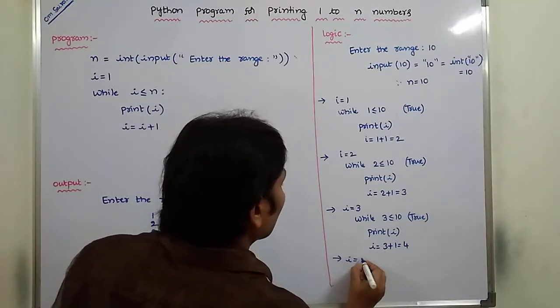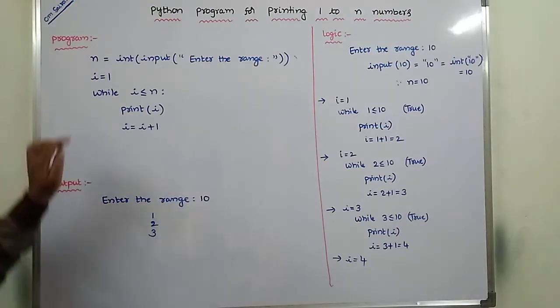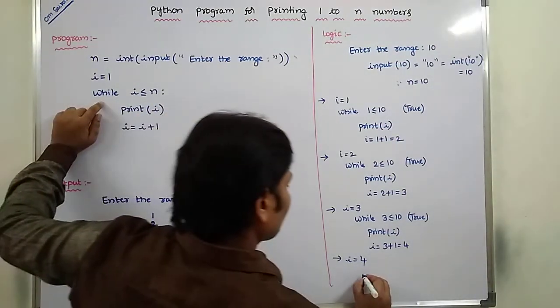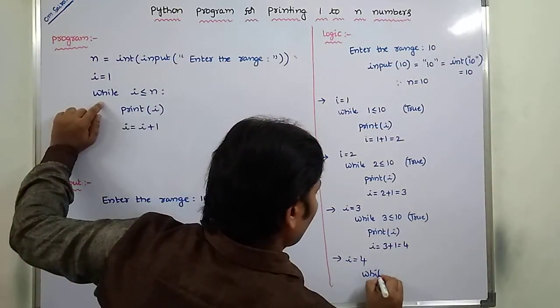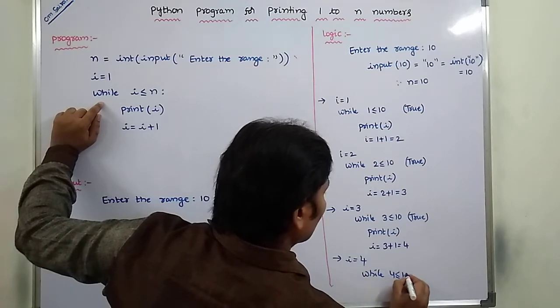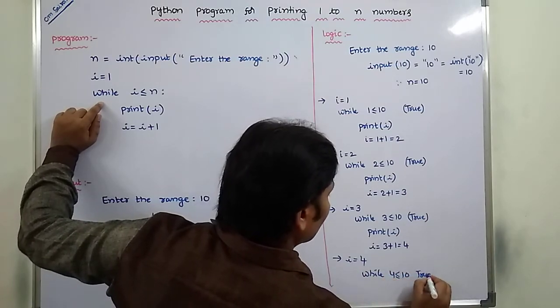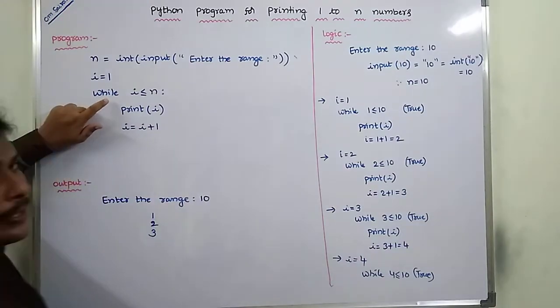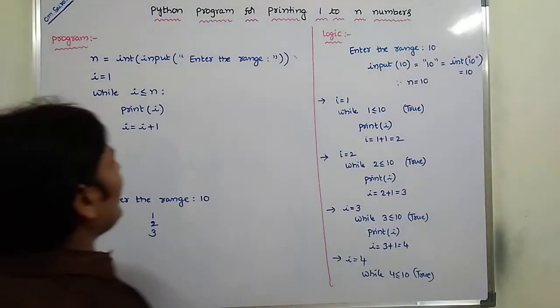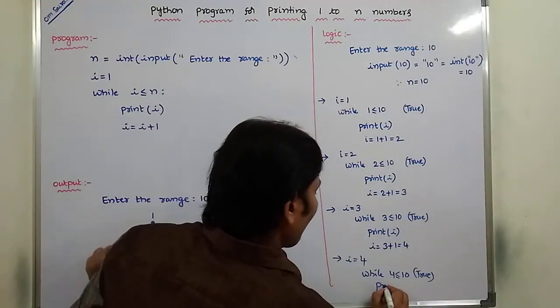Next, again the control goes to the while loop. Now i is equal to 4. Okay, now while 4 less than or equal to 10, that is condition true. If the condition is true, then control goes to the body of the while loop. Next, print of i.